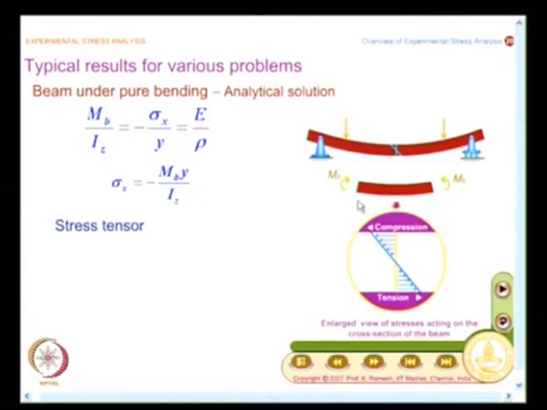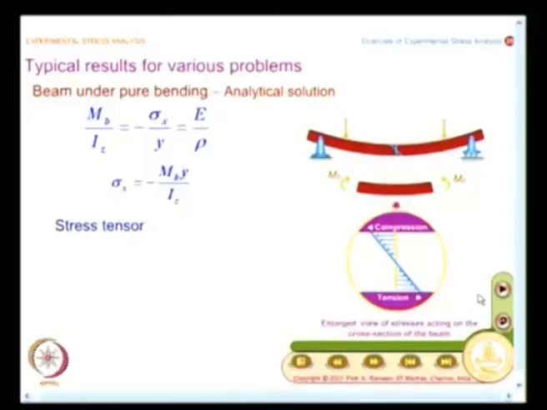So, it is constant over the entire length of the beam, which is taken slightly away from the points of loading. And this is what you get in a first level course, the expression for sigma x. When you look at it, it is only a component that you are looking at, and you have to understand that this is not just a number, you have to understand this as a tensor.